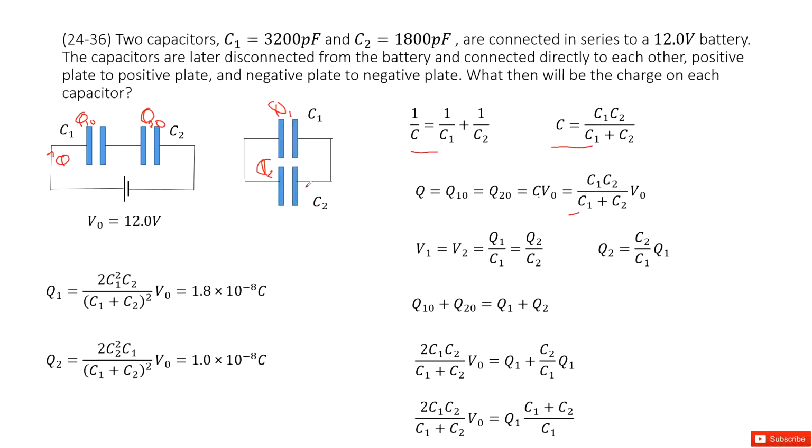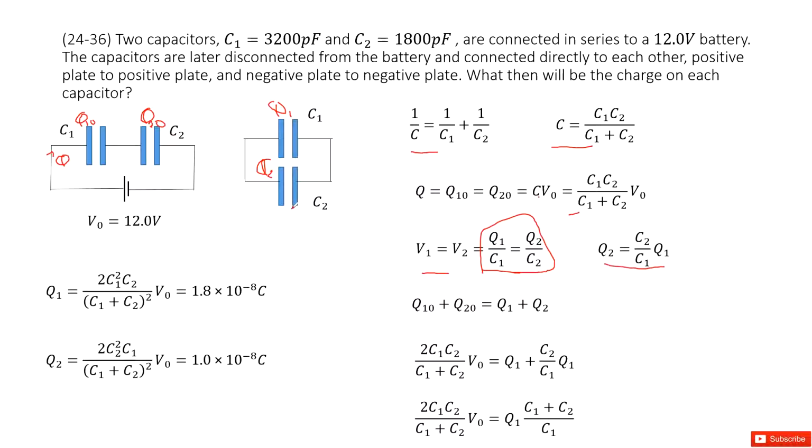The next step: we connect C1 and C2 together. This is a parallel connection, right? For a parallel connection, the potential differences are equal. That makes V1 equal to V2, and we can write it as Q1 over C1 equals Q2 over C2. Agree? Yes. So from this equation, we can write Q2 in this term.